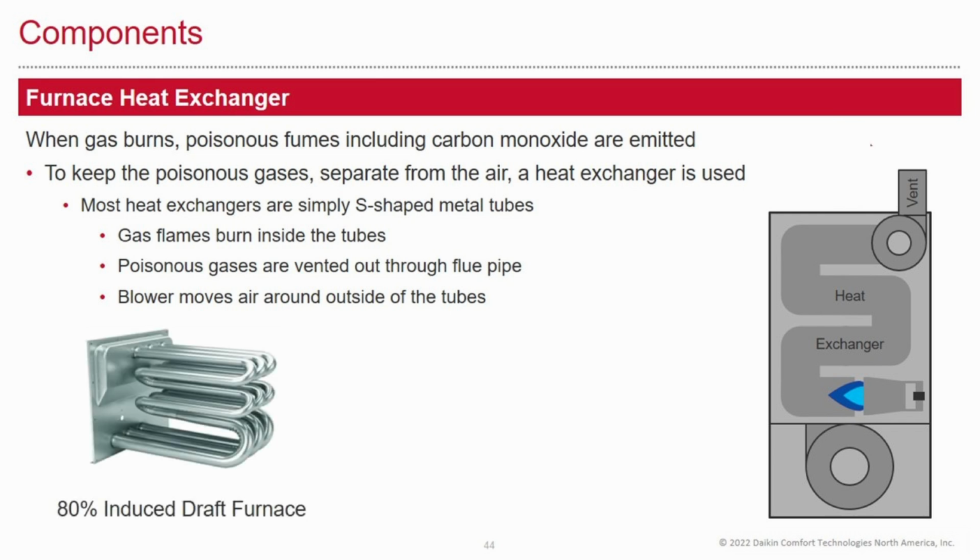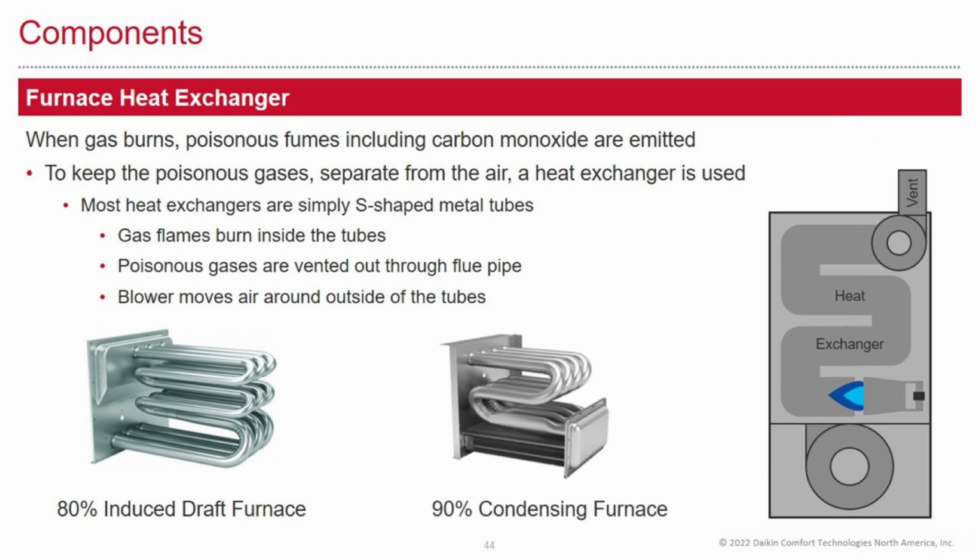Here's an example of an 80% induced draft furnace and a 90% condensing furnace. The blower pulls cool air, or return air, into the furnace. It blows that air across the heat exchanger, absorbs heat from the heat exchanger, and distributes it into the supply air ductwork to heat the home.